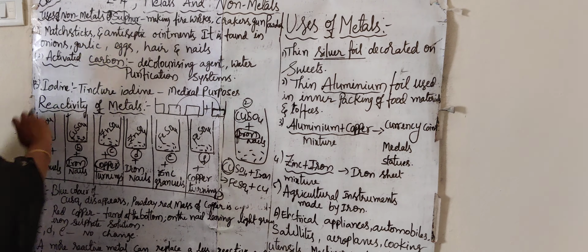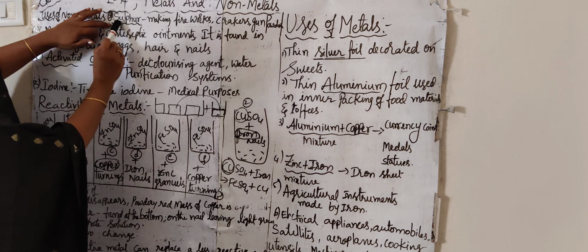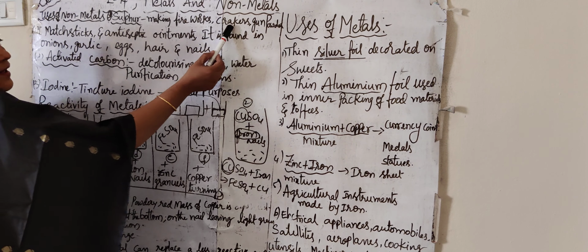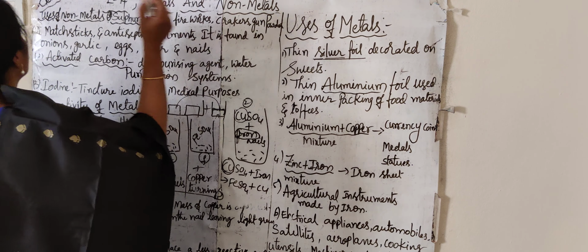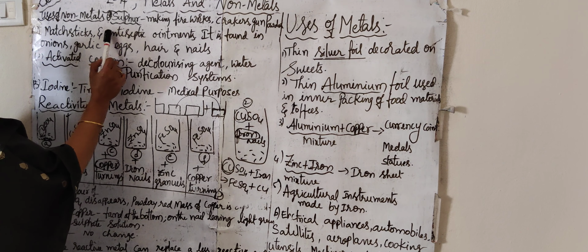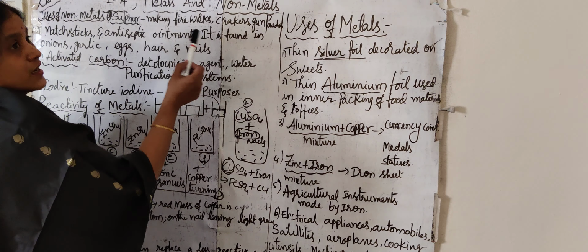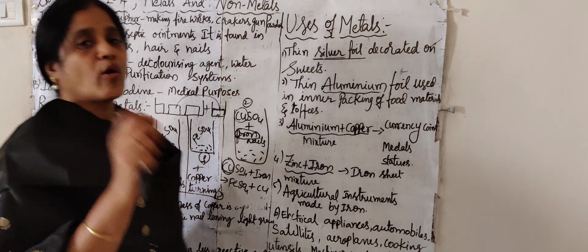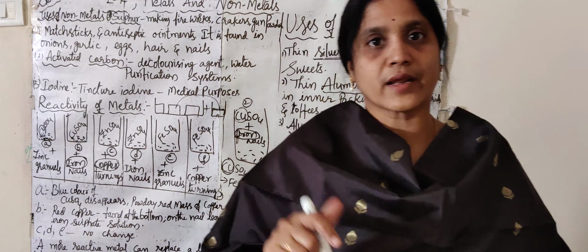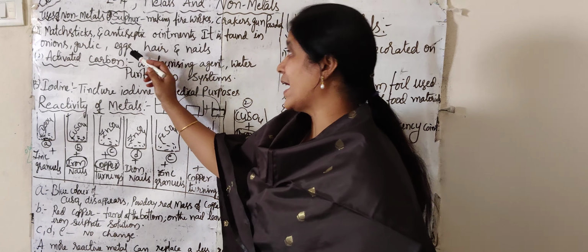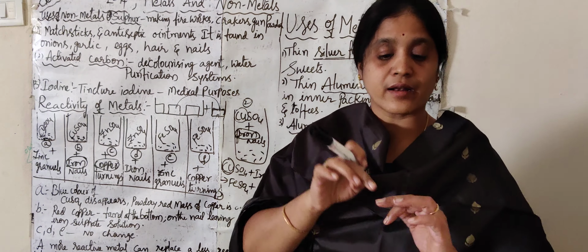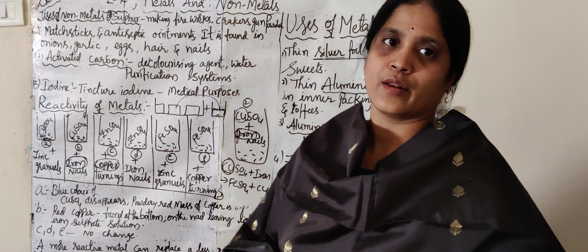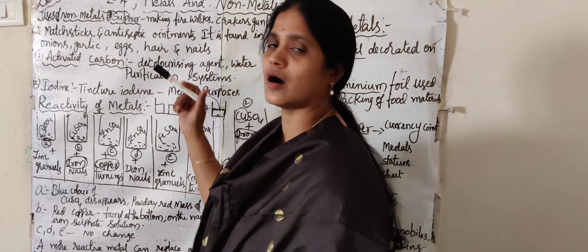First, if you take the non-metal sulfur. Sulfur is used in fireworks, crackers, gunpowder, matchsticks, and antiseptic ointments. And in our daily life, sulfur exists in onions. In onions we can get sulfur, and in eggs, and in hair and nails also we can find sulfur.